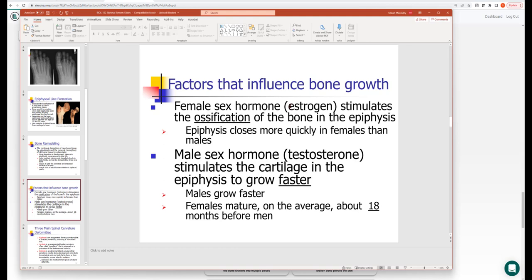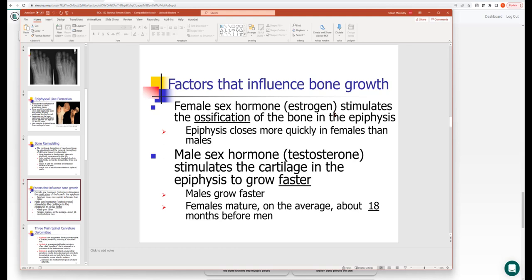Ladies, think back. You probably reached your adult height within 18 to 24 months of the onset of menses, right? Because with menses, with menstruation and menstrual cycles, comes estrogen levels surging through your body. Estrogen stimulates the ossification, stimulates the closing of the epiphyseal plate and the formation of the epiphyseal line. So within 18 to 24 months of the onset of menstruation, you stopped growing. Your bones reach their adult height.